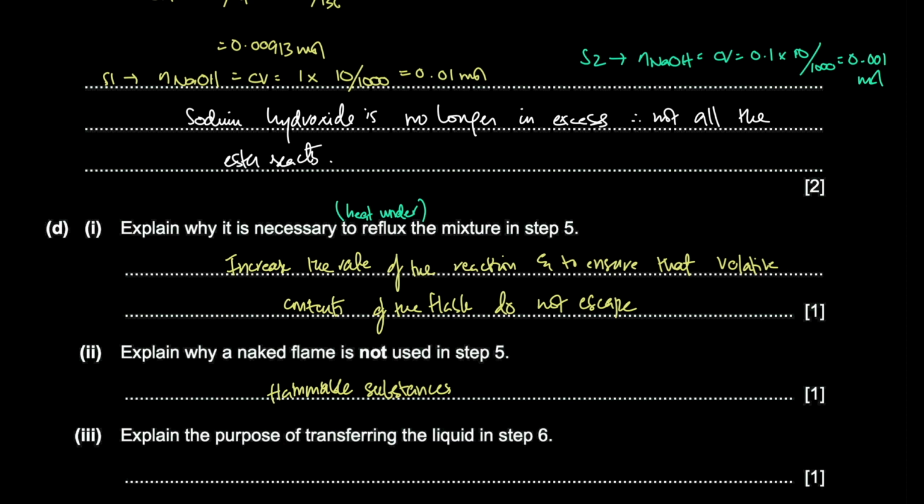And then the reason we transfer this liquid to a beaker is to remove the anti-bumping granules. So the anti-bumping granules stay behind in the round bottomed flask.